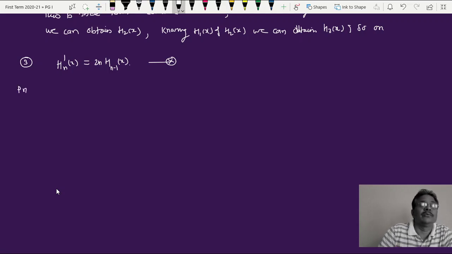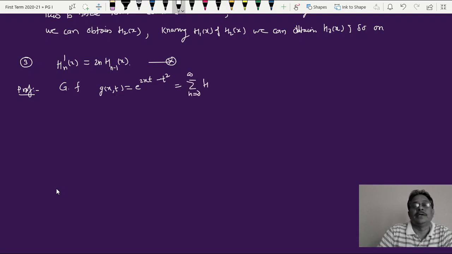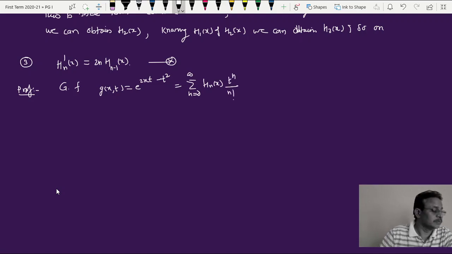So again, proof. Let's start with the generating function, which is g of x,t equal to e raised to twice xt minus t square, equal to summation over n equal to 0 to infinity of H_n of x into t raised to n upon n factorial. Now we have to differentiate the given generating function with respect to x.